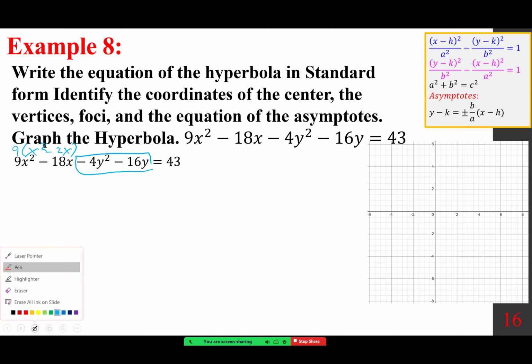Use a different color. These two, I can take the -4 out. I get y squared plus 4y.